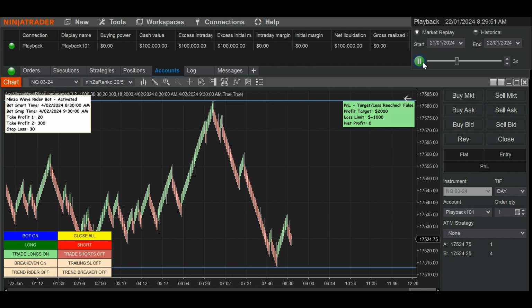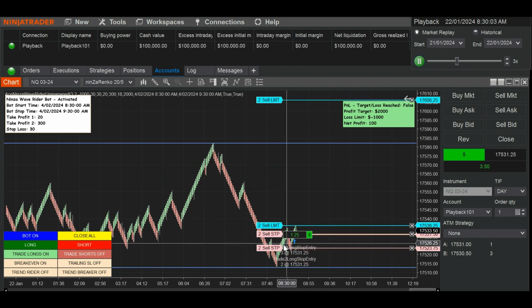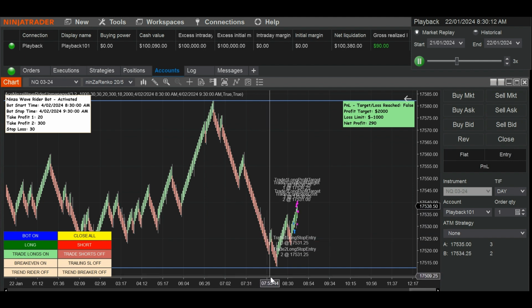So we are currently sitting at 8:30, and now we're open, and here we go. We have our first trade. Excellent.